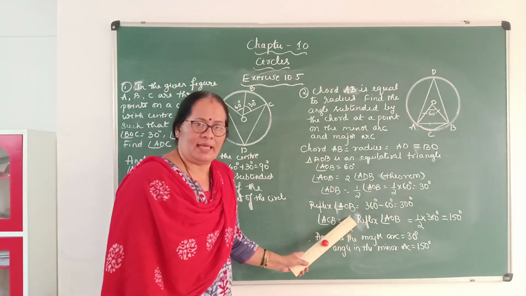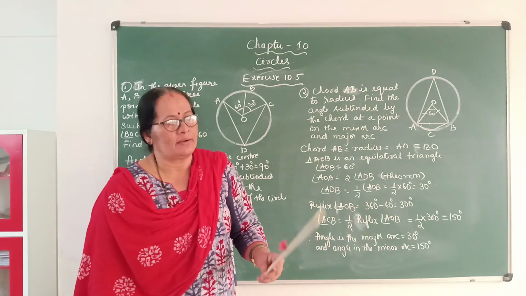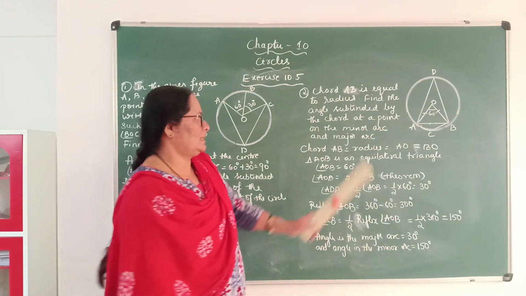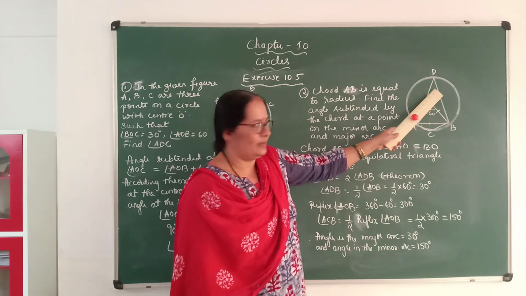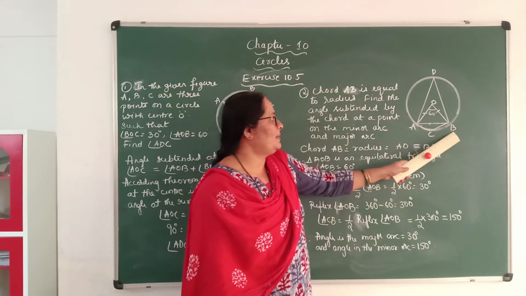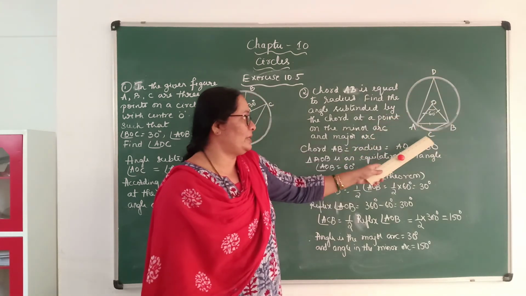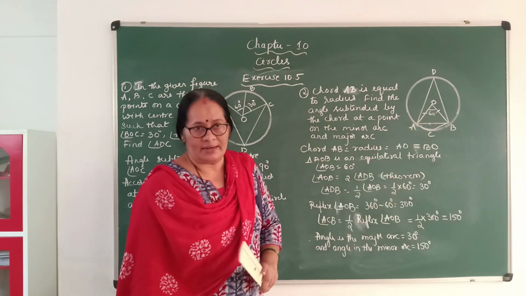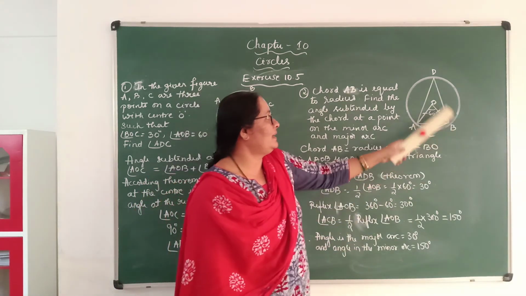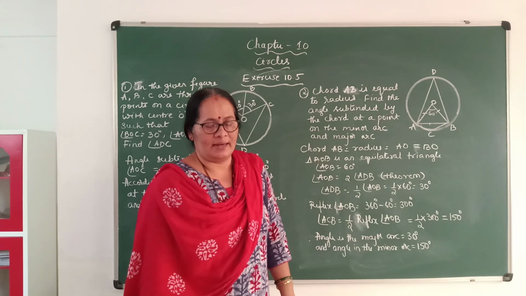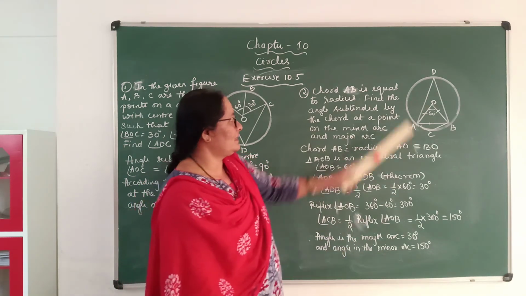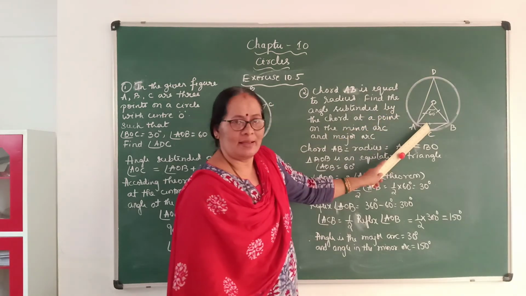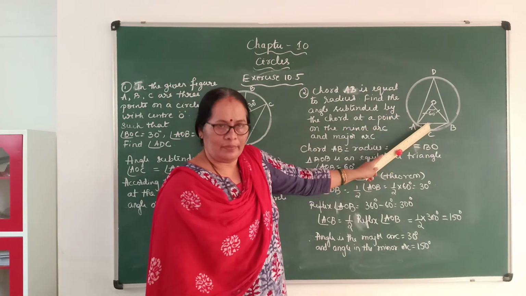Instead of the reflex angle, you can use the cyclic quadrilateral property also. Already you found that ADB is 30 degree. Now, A, C, B, D are the points of a cyclic quadrilateral. In a cyclic quadrilateral, opposite angles are supplementary. That is, angle D plus angle C equals 180 degree.